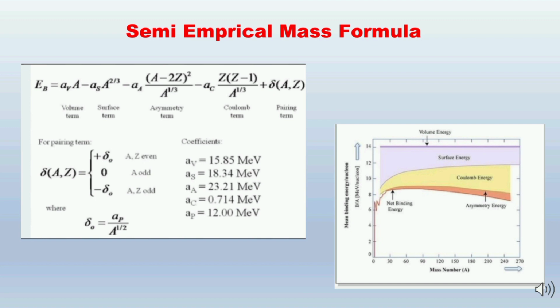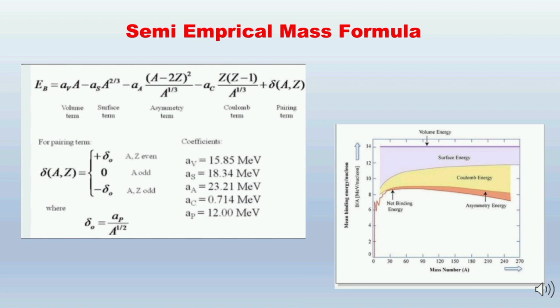The second term is surface energy. We know that nucleons at the surface of the nucleus are not completely surrounded by other nucleons. Hence, the energy of the nucleons on the surface is less than that in the interior. So, the number of surface nucleons depends upon the surface of the nucleus. So, it is a negative energy, the surface energy. It is most significant for the lighter nuclei, since a greater fraction of the nucleons are on the surface.